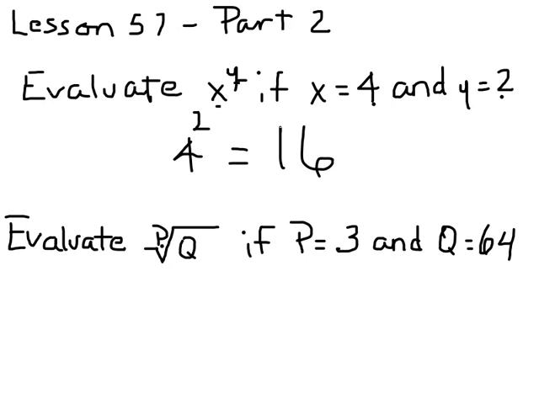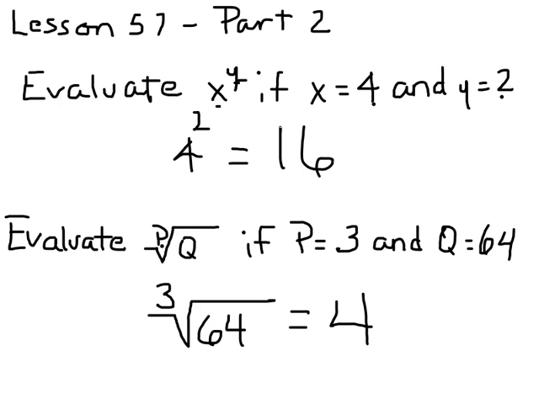Alright, this says evaluate the p root of q if p is 3 and q is 64. So the cubed root of 64 means what number times itself 3 times is equal to 64. If you haven't memorized this one yet, you will. You'll use it enough. The answer is 4.